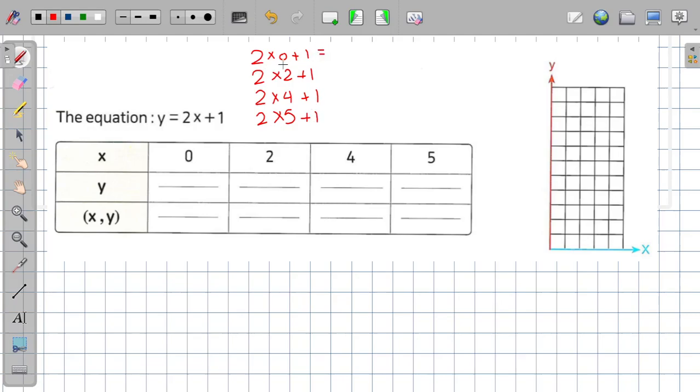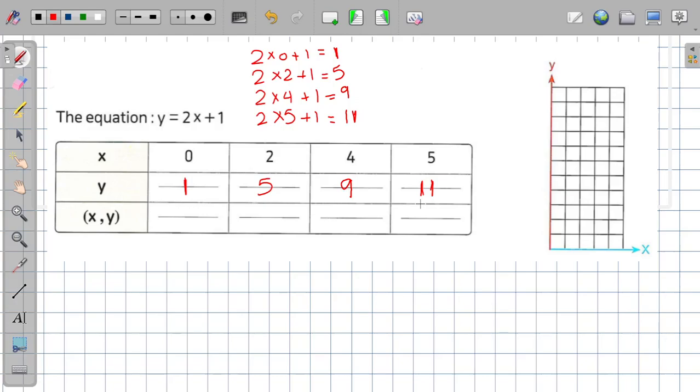2 times 0 equals 0, plus 1 equals 1. So I have here y equals 1. Next, I have 2 times 2 equals 4. 4 plus 1 equals 5. So I have here y equals 5. Next, I have 2 times 4 equals 8. 8 plus 1 equals 9. So I have here y equals 9. Next, I have 2 times 5 equals 10. 10 plus 1 equals 11. So I have y equals 11.